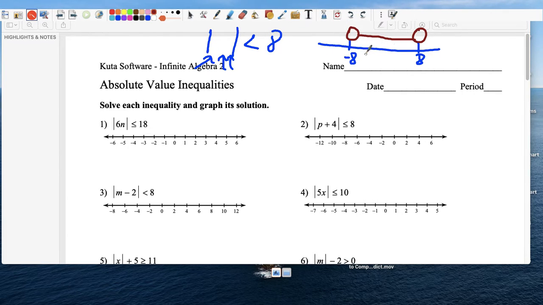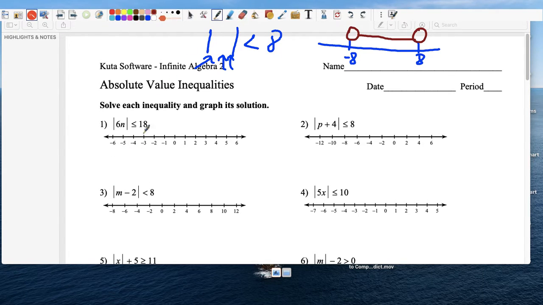Once you understand that, now we got to go and figure out what value can I put in for n so that whatever calculations I do here, it ends up being a number between negative 8 and 8, right? So can I put 10, for example? 10 minus 2 is 8, right? And 8 is not less than 8, so 10 is not a number that I can use.